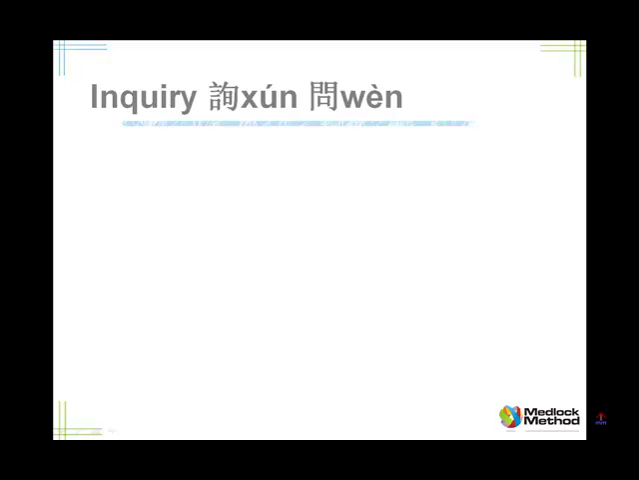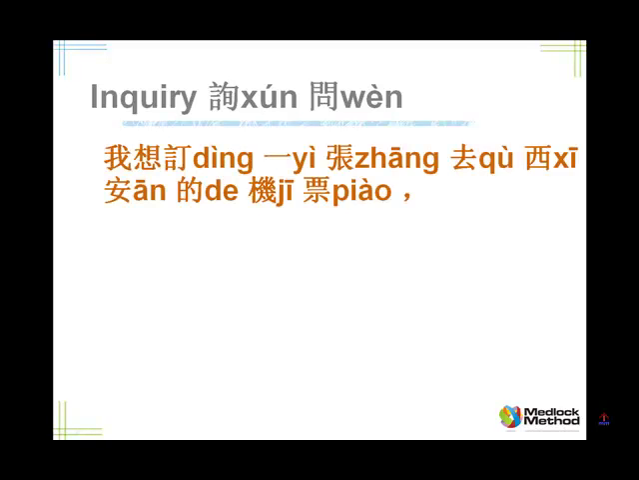The way it's done in Chinese is different. We don't put the to Xi'an at the end, do we? No, in Chinese we say to Xi'an's air ticket. So the word order in Chinese would be I'd like to book a to Xi'an's air ticket. That's right. Tell me, I'd like to book an air ticket to Xi'an. Okay, one more time. 我想订一张去西安的机票.